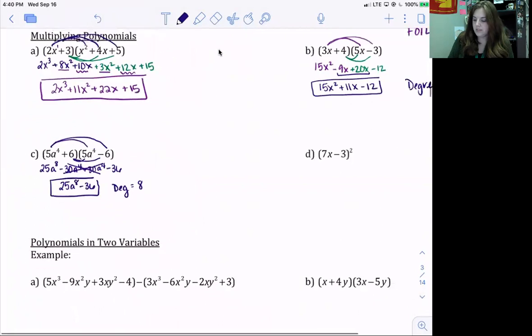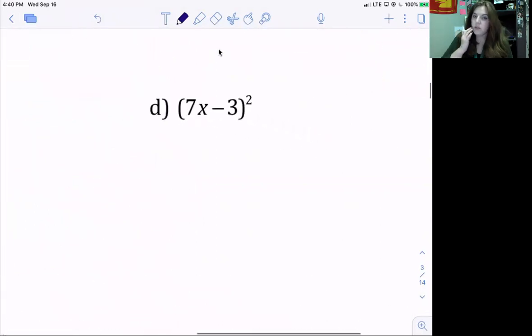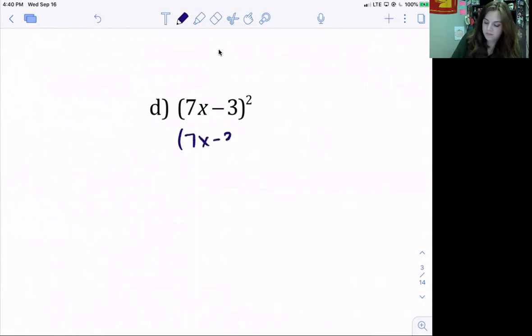All right, and D, the quantity of 7x minus 3 squared. So remember what it means to square something. We're multiplying it by itself. So I'm going to rewrite this twice. Oops, ignore the squared. And then I'm just going to FOIL.